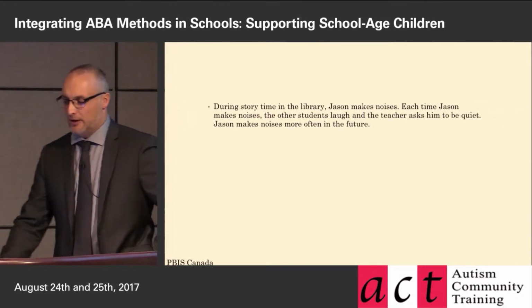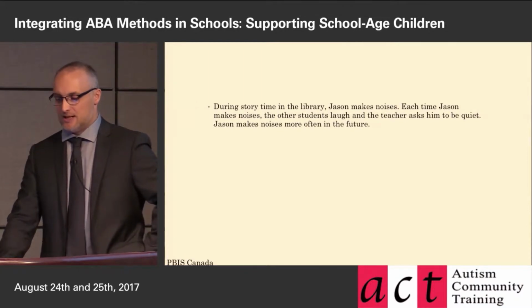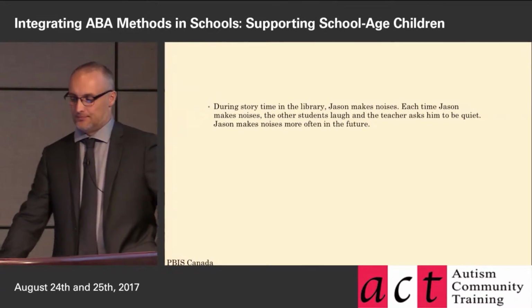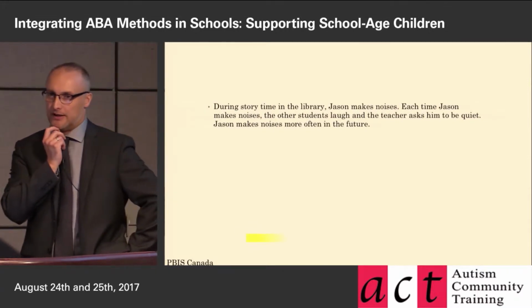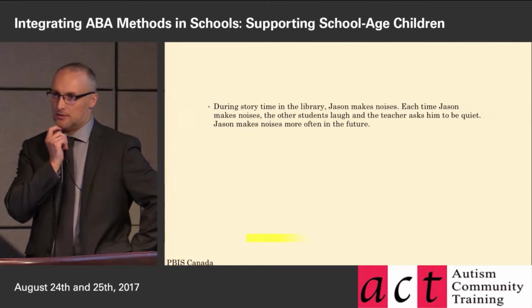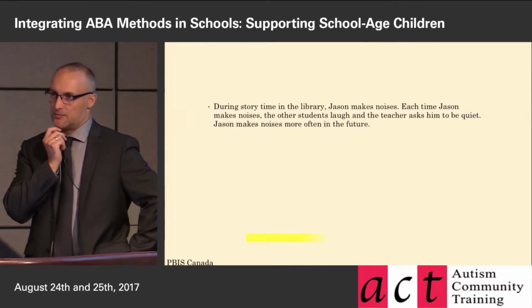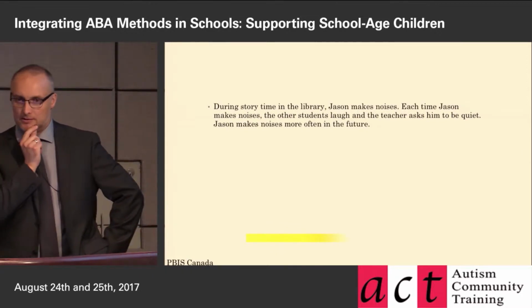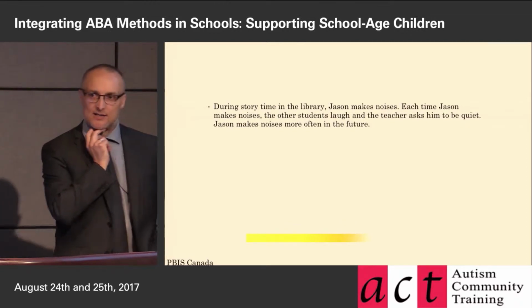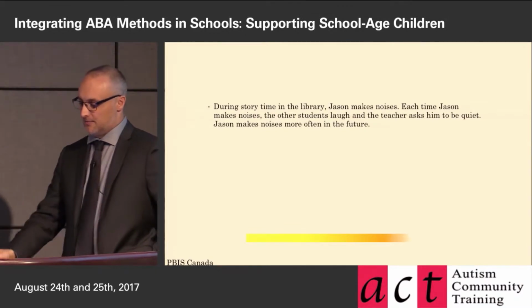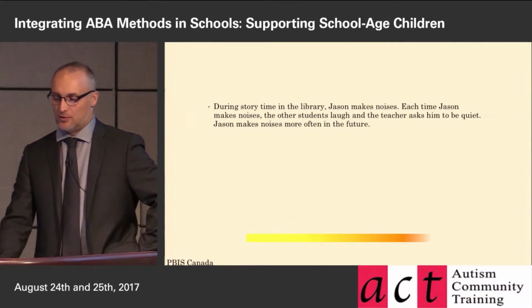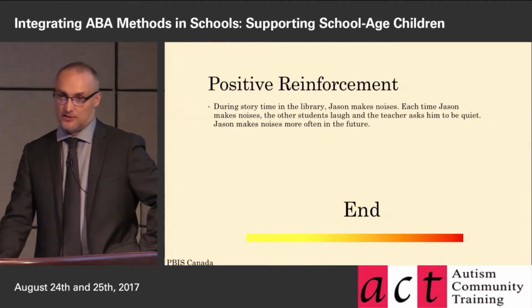During story time in the library, Jason makes noises. Each time Jason makes noises, the other students laugh and the teacher asks him to be quiet. Jason makes noises more often in the future. So you've got behavior going up. That can only mean reinforcement. What's the source of reinforcement? Was there an add or a takeaway? Turns out that there were a few adds in this case, right? The peers were providing attention. The teacher was providing attention. Those are the reinforcers. So you have positive reinforcement.